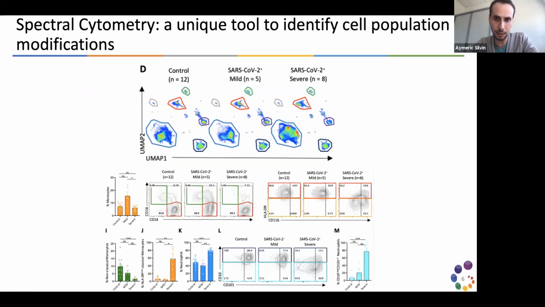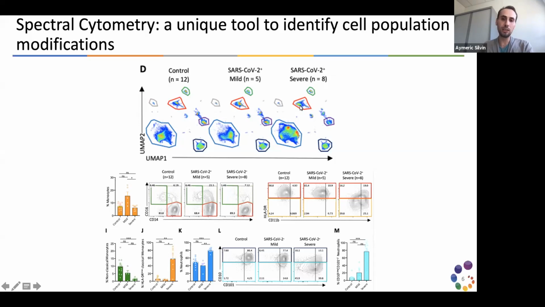What was amazing is when we started to split between control patients, infected patients with mild disease, and infected patients with severe disease, we could clearly see that some cell populations were highly moving, meaning that some markers were changing. If you look at the neutrophils between the control, the mild patients and the severe patients, we could clearly see that the neutrophil profile was changing. As well, for the monocytes, between control and mild there were few differences, but between control, mild and severe, the monocytes were changing.